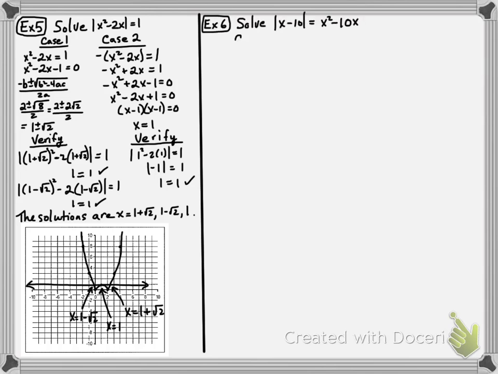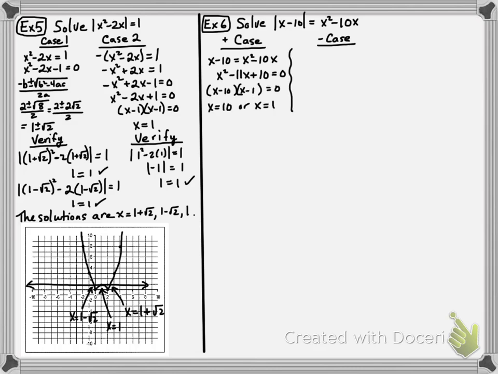Example 6. Solving the absolute value of x minus 10 is equal to x squared minus 10x. So x minus 10 is equal to x squared minus 10x. Clean this all up, and you get x squared minus 11x plus 10 equals 0. Is this factorable? Yes, it is. So I got two possible solutions, x equals 10 or x equals 1.